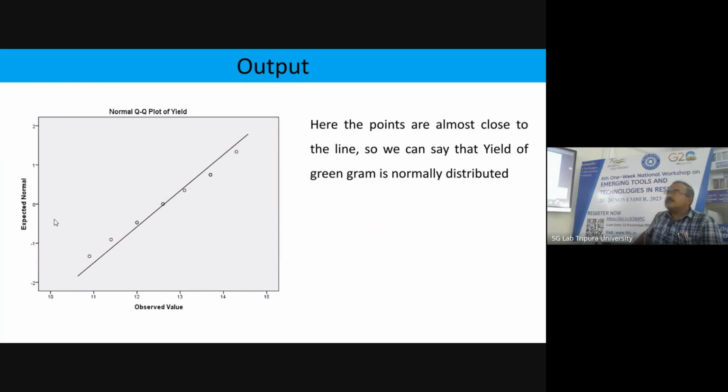This is the QQ plot. Observed value, expected normal. There is a straight line, that is the estimated straight line, and those points are the real values. You are just trying to see whether these points are scattered away from the straight line or they are close to it. Most of them are close to the straight line. There is a pattern, not prominent: three above, three below, and the middle one is almost on the line itself. Here the points are almost close to the line, so we can say that the yield of green gram is normally distributed. Normal distribution has been accepted, from the test as well as from the QQ plot.